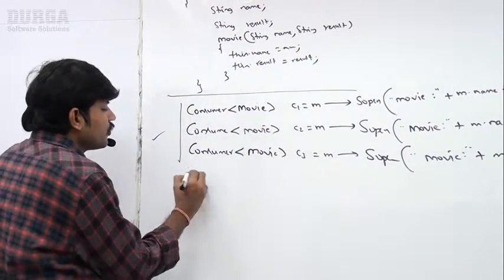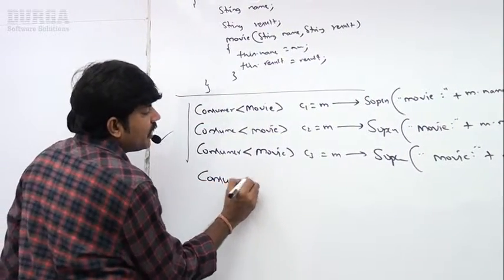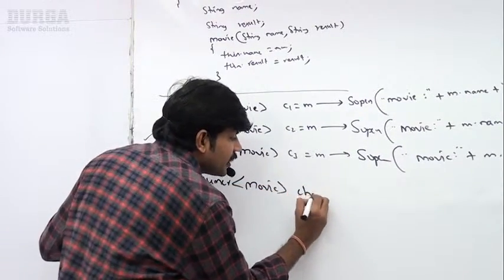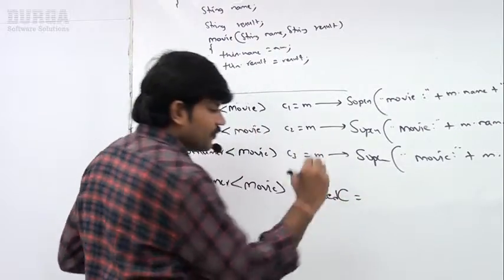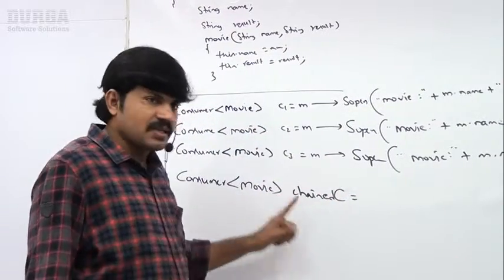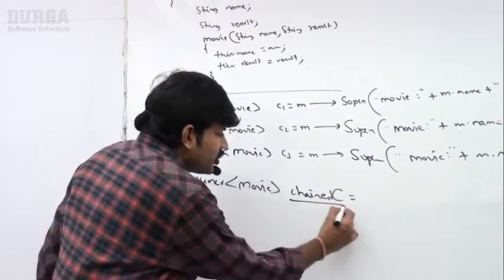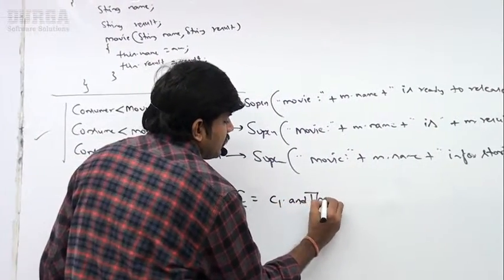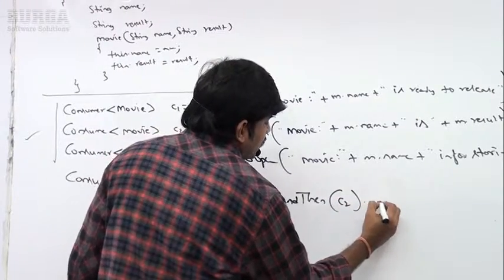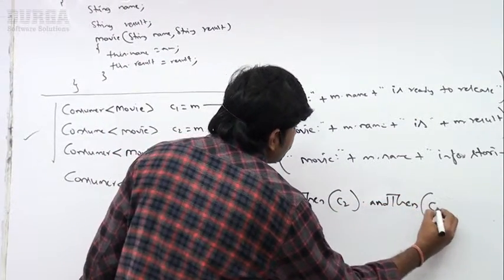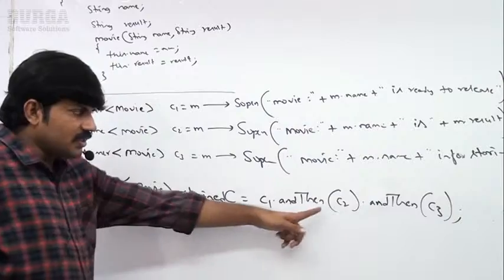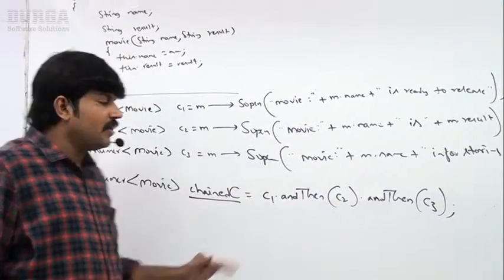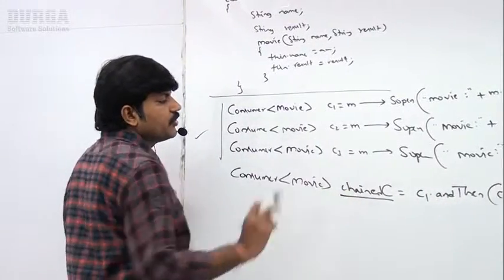Now, what I want to do is consumer of movie, sir, chainedC is equal to, sir, I want to chain all these things. Here my chainedC, like this I took, sir. What is the way? C1 and then C2 and then C3. Like this we have. Now chained consumer is ready.